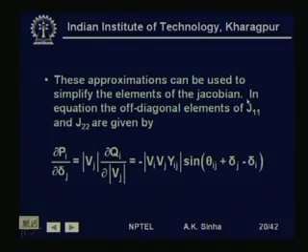Now, these approximations can be used to simplify the elements of the Jacobian matrix. In the equation, the off diagonal elements J_12 and J_22 are given by del P_i by del delta_j is equal to V_j del Q_i by del V_j. This is equal to minus V_i V_j into Y_ij sin(theta_ij plus delta_j minus delta_i).